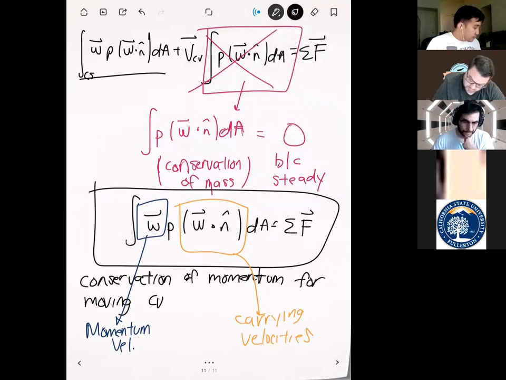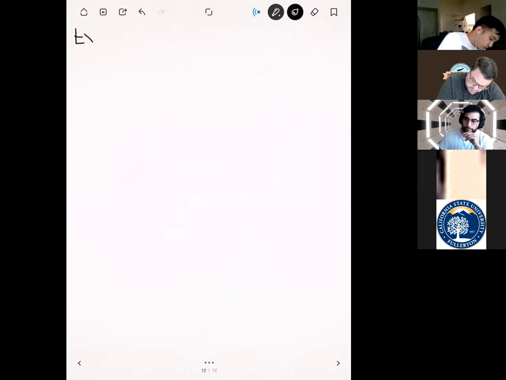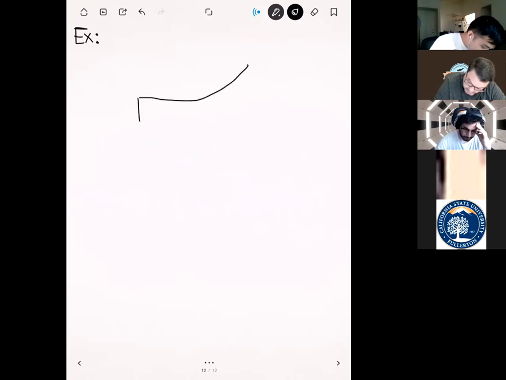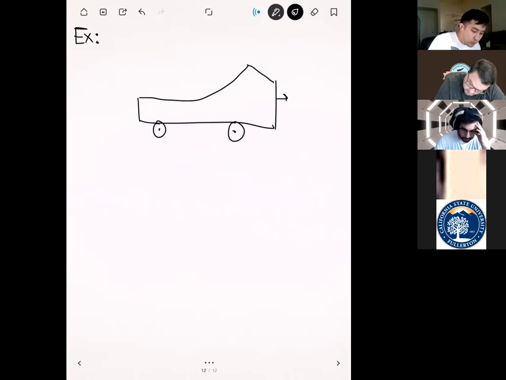Okay. And so let's do an example with the moving control volume. We're going to do our exact same ramp that we did before, except now we're going to give it wheels. Just like every good fairy princess castle should have wheels. So there's our ramp. It has wheels, and it looks like a really weird roller blade.